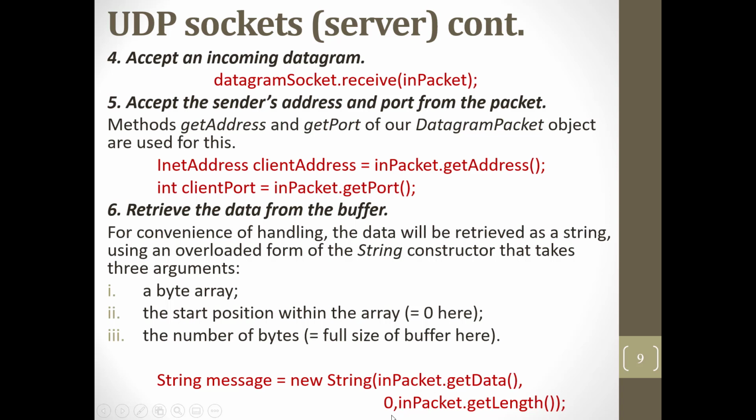Get data, 0. That means starting from the first byte, that means 0, 1, 2, 3, 4 like that. So starting from 0 to the length, the packet length. From here to here, I'm going to read the data. For example, 10 bytes means from 0 to 10. I'm going to read the data, and the data will be saved in the message.